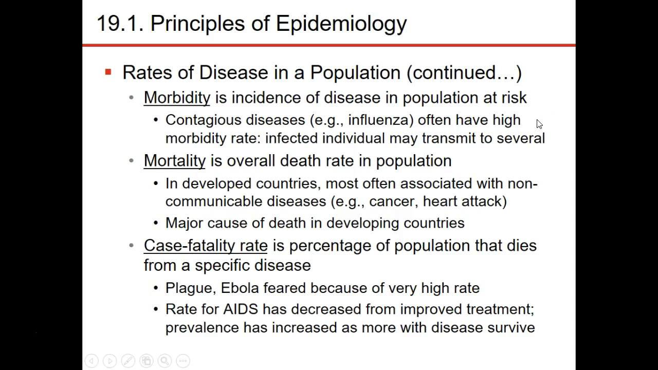So some of the terms that epidemiologists use often are morbidity, mortality, and case fatality. Morbidity is the incidence of a disease in a population. So basically, you're looking at what is the percent of individuals that might get sick within a population. And then the mortality rate is the overall death rate. So if you do get sick, how many individuals are actually going to die from this disease?